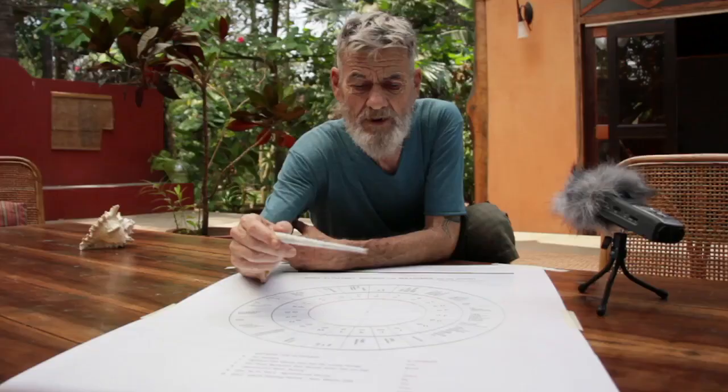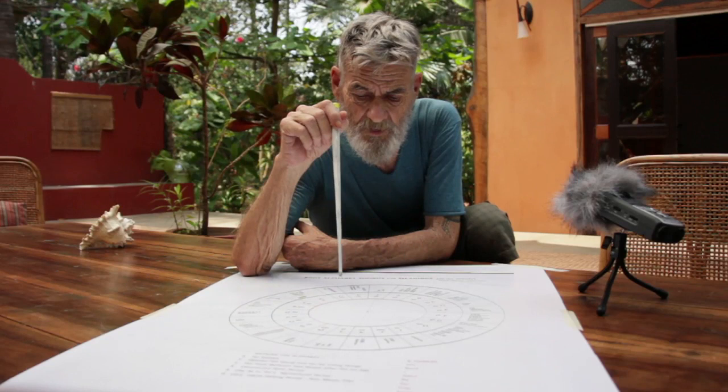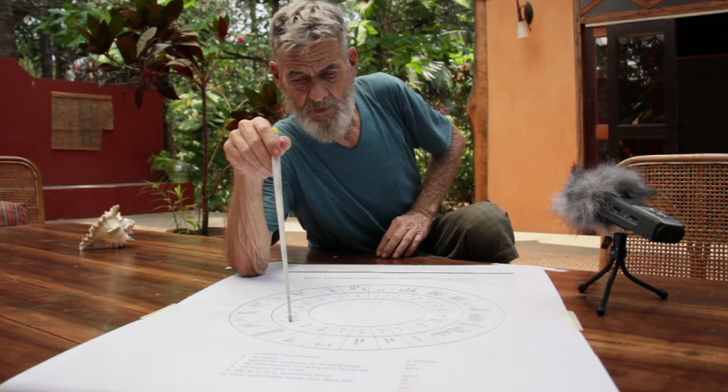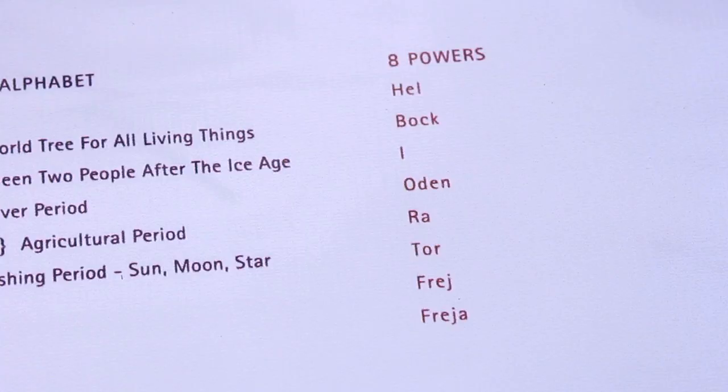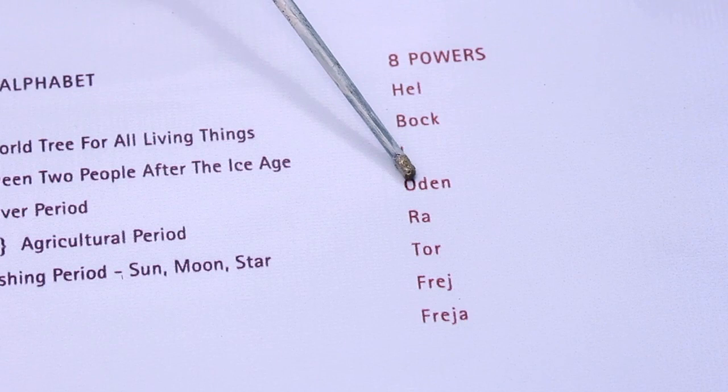The fourth sound is the sound Uden. And Uden for us is a ring. Uden is everything. Hel, Bock, E, Uden. And Uden is the sun. I'll explain this in the saga.